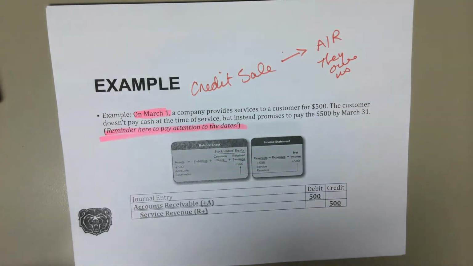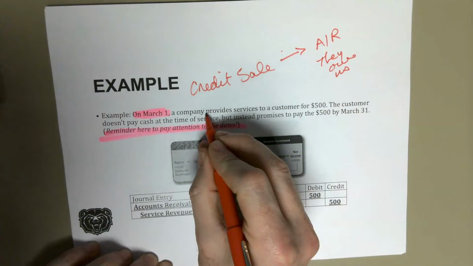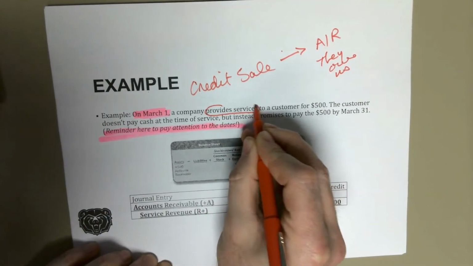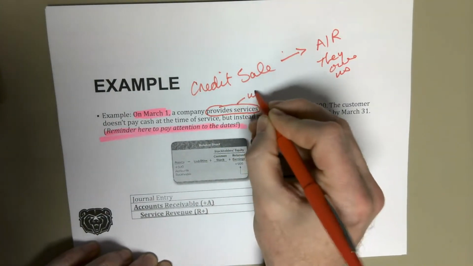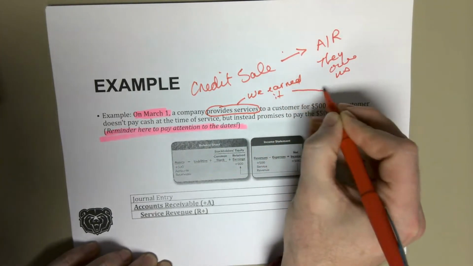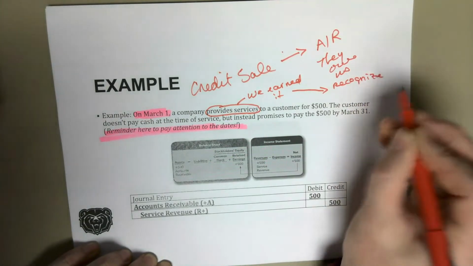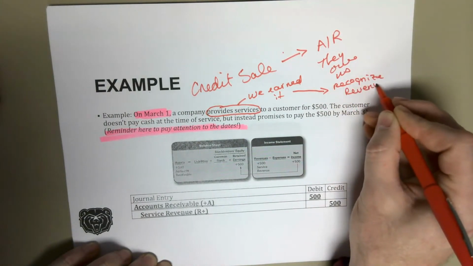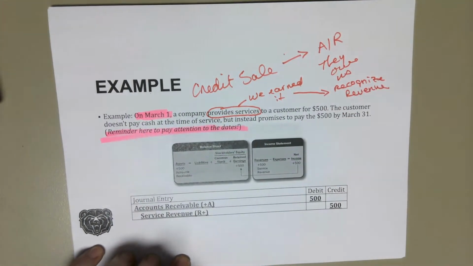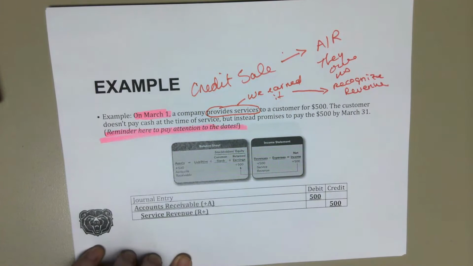So on March 1st, the company provides services to a customer for $500. What's happened? Well, we provided services, so this means we earned it, which means recognize revenue. These are the kind of things you need to be doing as you read these problems. Pick out those key terms that tell you exactly what you need to be doing, and it's going to make your problems easier to solve.